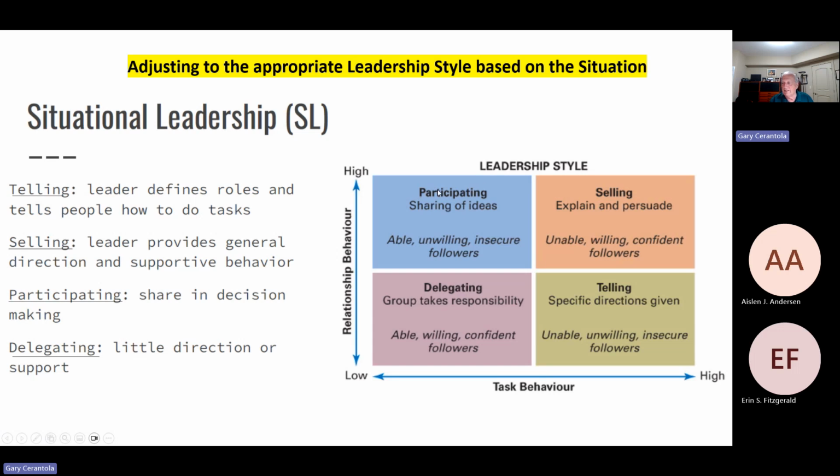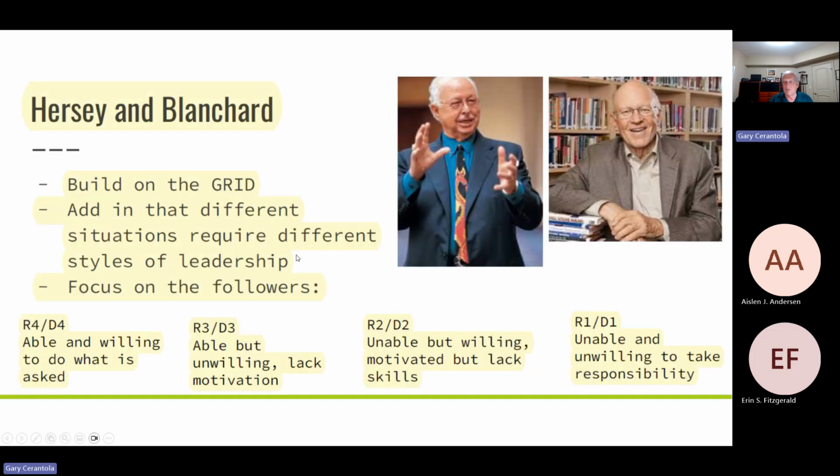All right. In this one here, where the task behavior is high and followers are unable but willing and confident, then you just basically have to sell. But here, if the relationship is low and the task behavior is high and they're unable and unwilling, well, then you need to be very directive. So in terms of telling, the leader defines the roles and tells the people how to do the tasks. So it's really giving you a sense of how to manage in those particular situations.